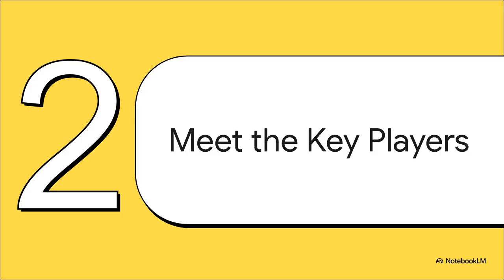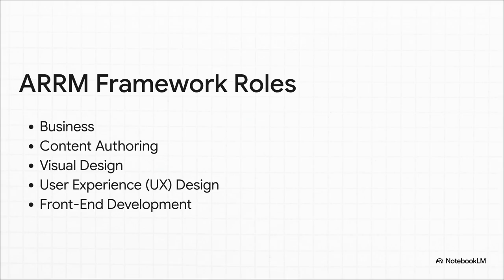So how does ARRM actually work? Well, it starts by recognizing something we all know. Building for the web is a team sport. It identifies the common roles you see on pretty much any project and then maps specific accessibility tasks to each one. So let's see who's on the team. The framework breaks it all down into these core areas. You've got business, content authoring, visual design, UX, and of course, front-end development. Now, most of us probably fit into one of these buckets, right? So the first step is really just identifying where you and your teammates actually sit.